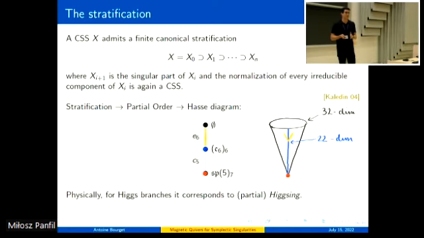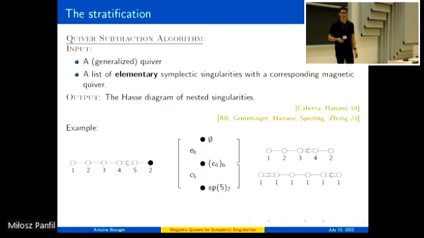And now the claim is that this is very difficult to compute in general, but if you have a magnetic quiver, it's completely straightforward using something called quiver subtraction. I won't have time to explain the details of this algorithm, but the idea is quite simple. What you need is two things. You need the quiver you start from, obviously, and you need a list of elementary symplectic singularities with a corresponding magnetic quiver that you can subtract.